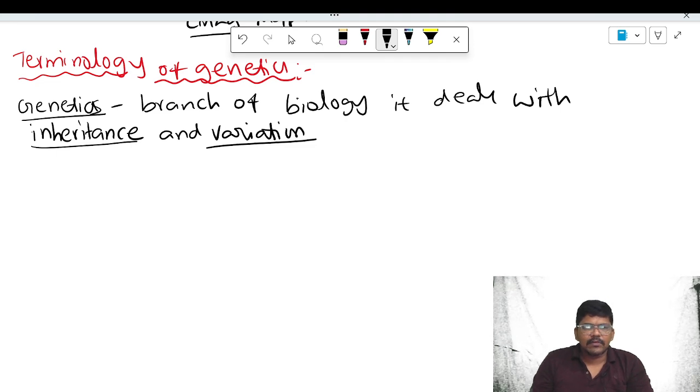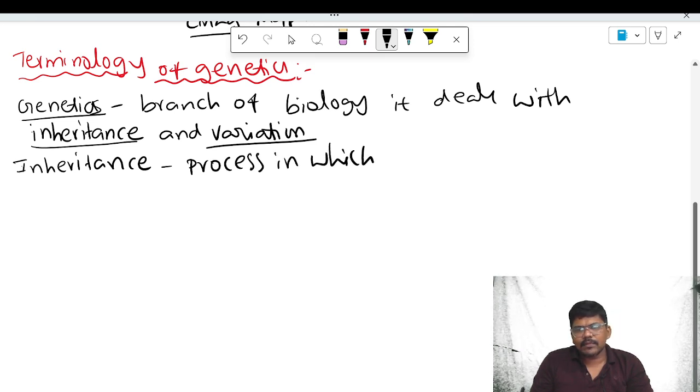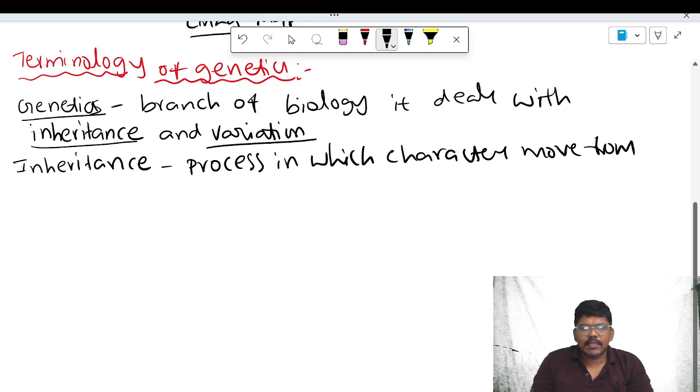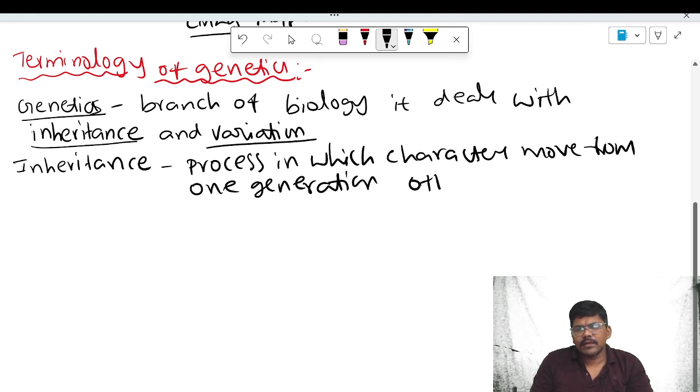Next, we'll see what the term inheritance is. Inheritance is the process in which characters move from one generation to another generation. That is called inheritance.